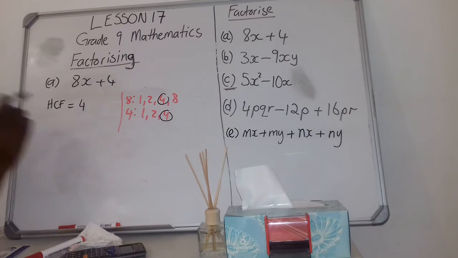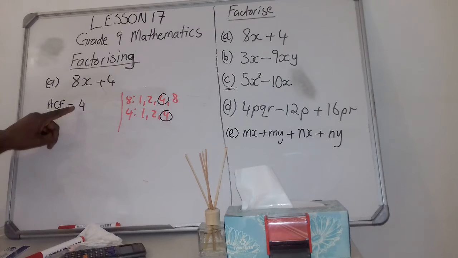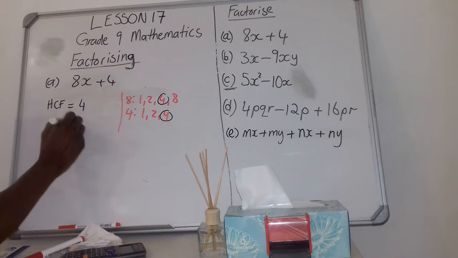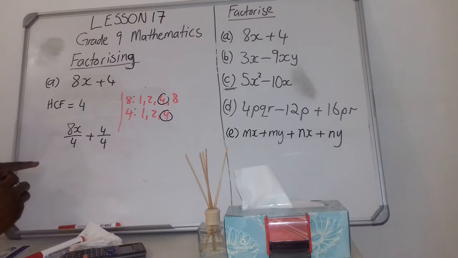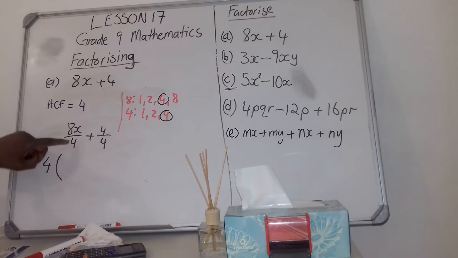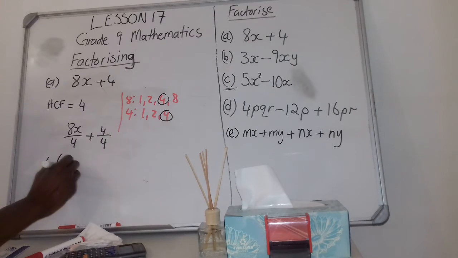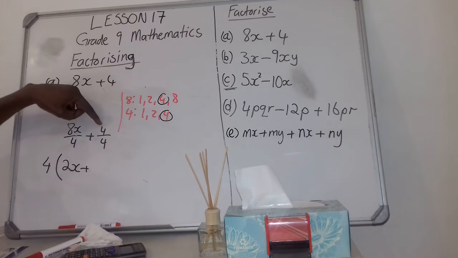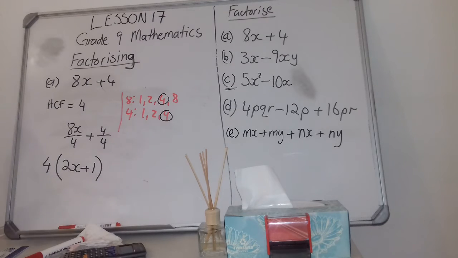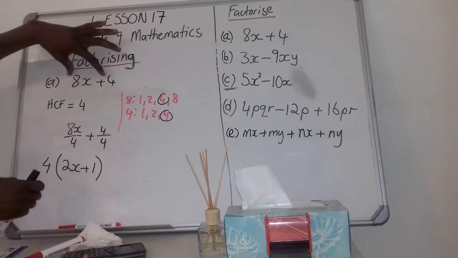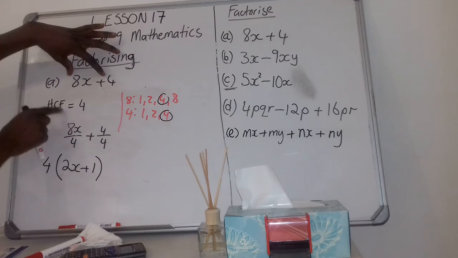Alright, so then it means we should divide each term here by our highest common factor. So we say 8x divided by 4 plus 4 divided by 4. Then you write the 4 outside the bracket. 8 divided by 4 is going to give us 2. But because there's an x, you bring the x down. Plus 4 divided by 4 will give us a 1. And that's it. So you factorize this using the highest common factor.